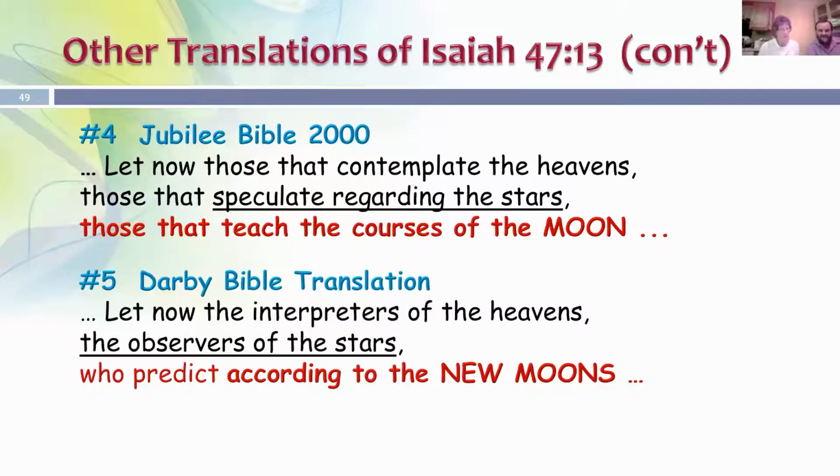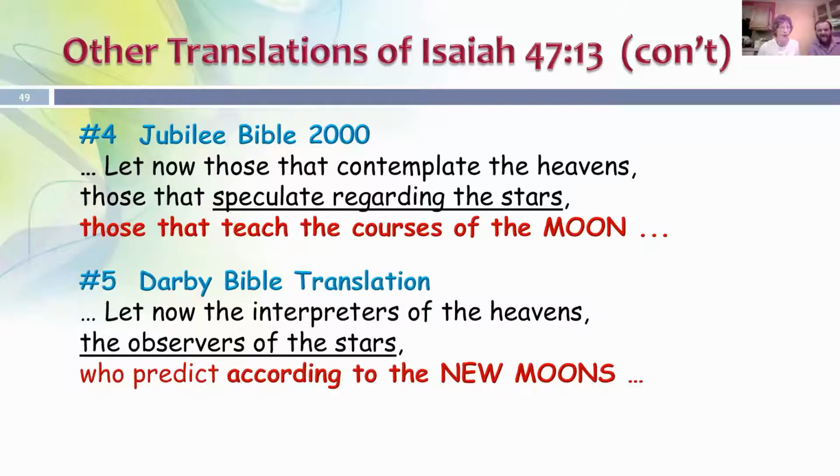The Darby Bible translation. Let now the interpreters of the heavens, the observers of the stars, who predict according to the new moons. What do you think, Mario? What does that sound like? A warning? Does it sound like they might be doing horoscope stuff? Yeah, something like an astrology type, yeah.